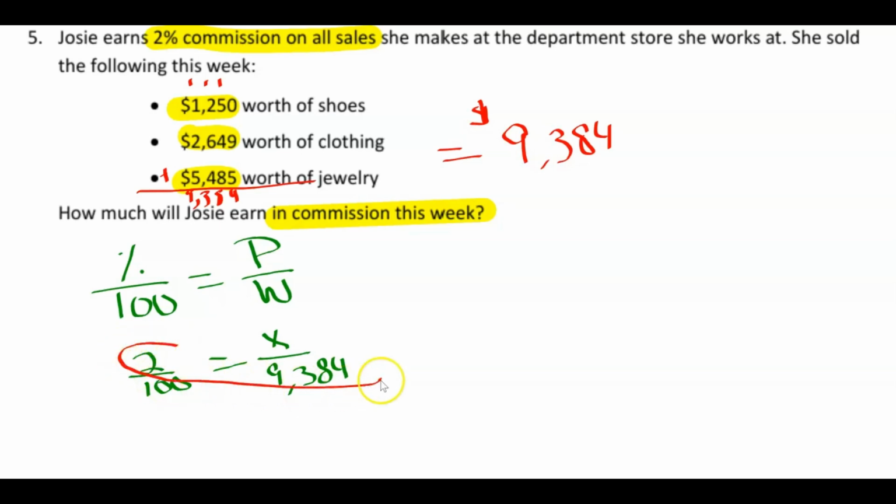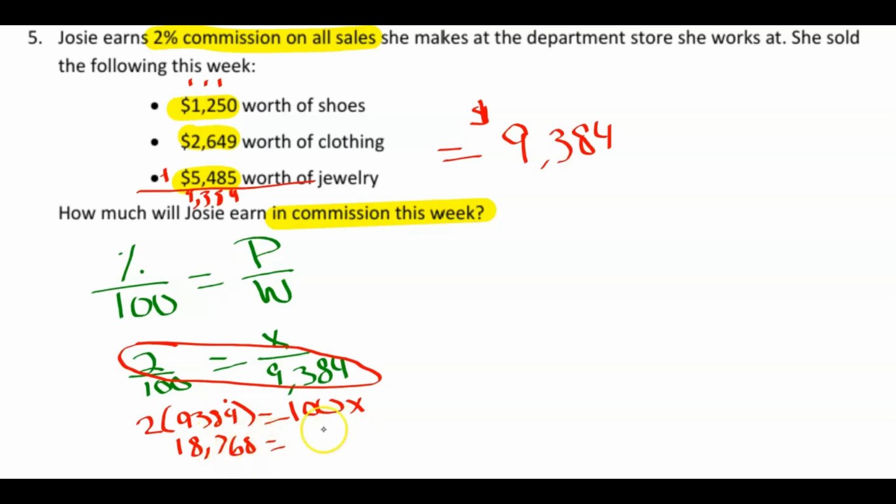When I do my 2 times 9,384, that goes on one side. And on the opposite side, we have 100x. Now we need to figure out the product. We end up getting 18,768, which is equivalent to 100x.